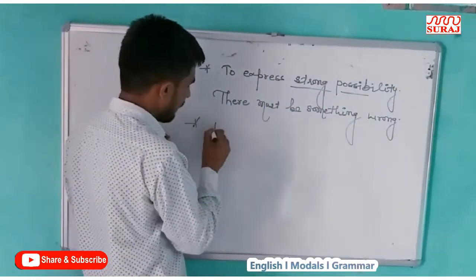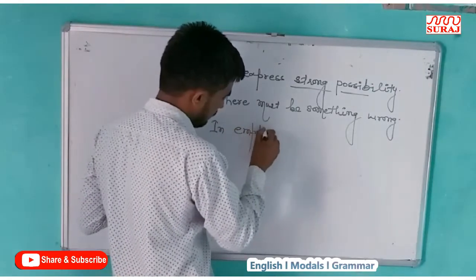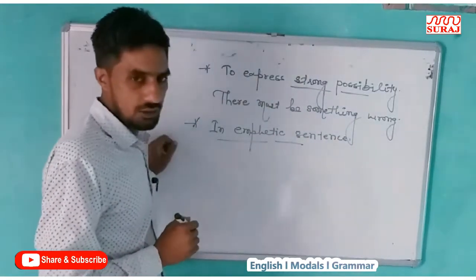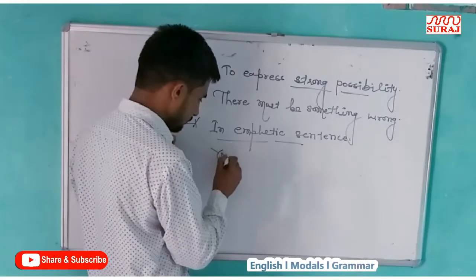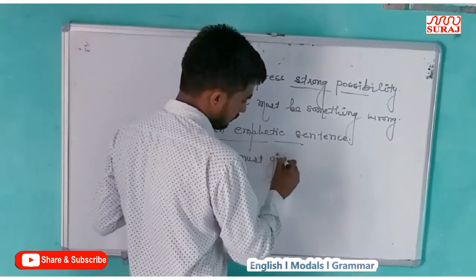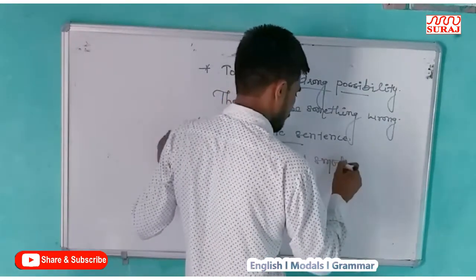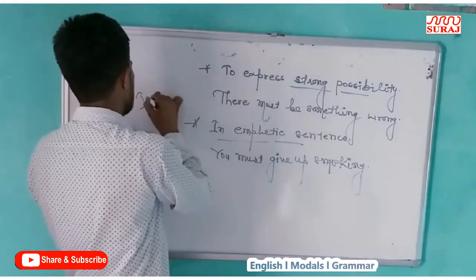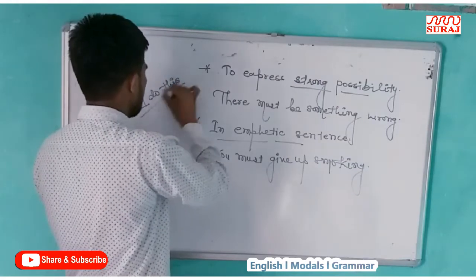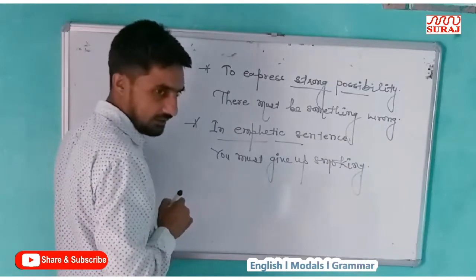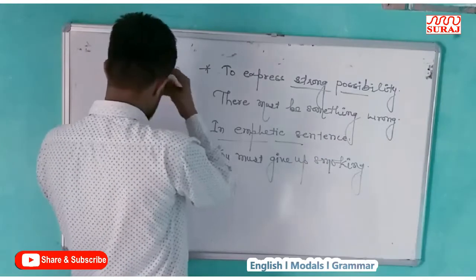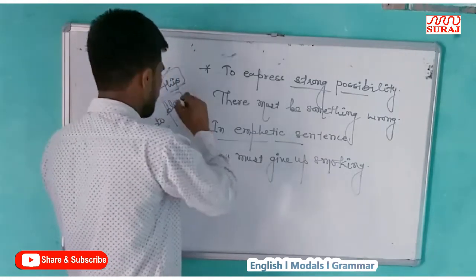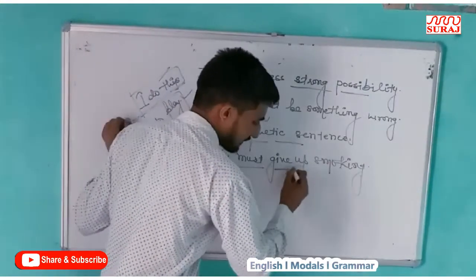Next one, in emphatic sentence. In an emphatic sentence, stress is given on the particular action as well as event. For example, you must give up smoking. This is an emphatic sentence. In other words, I can say that I do play. This is also again an emphatic sentence, but this is in a formal way. But in this sentence, the sense is different.